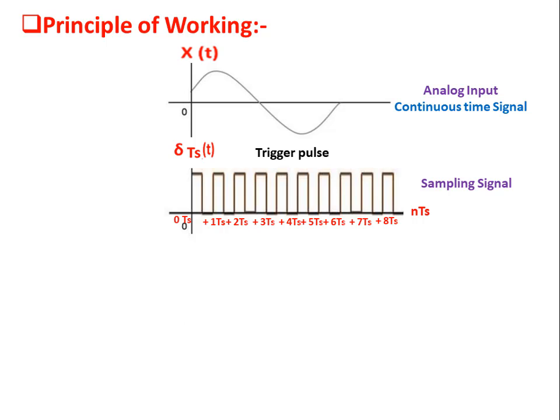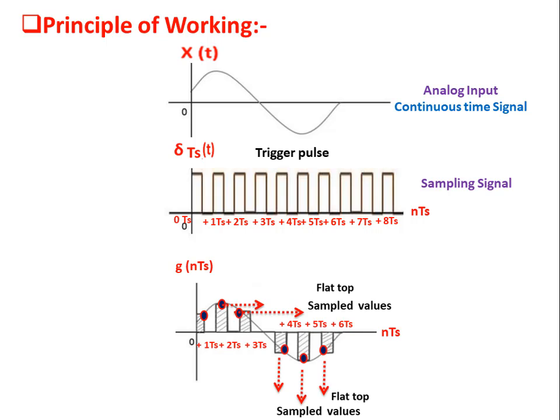Hence, for all the time intervals of the trigger pulse, the output of the sample and hold circuit produces flat top sampled values, and this signal representation is called a discrete time signal. This signal is sometimes also called the flat top sampled output. This is how the sample and hold circuit converts a continuous time signal into its equivalent discrete time signal, which consists of a number of flat top sampled values at discrete time intervals nTs. This is all about the sample and hold circuit.